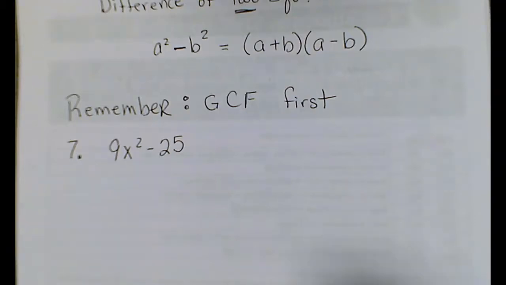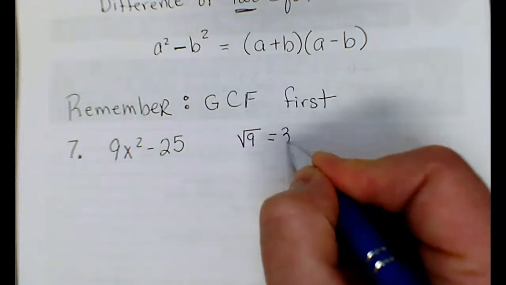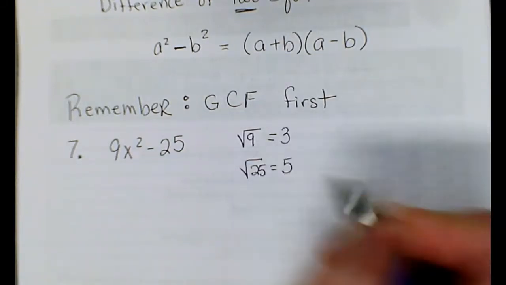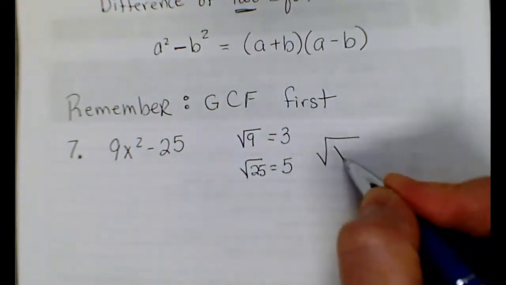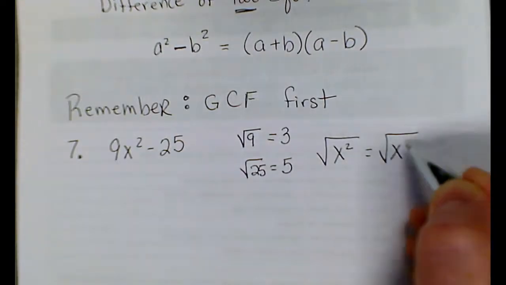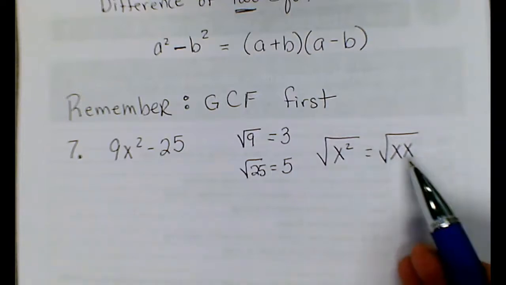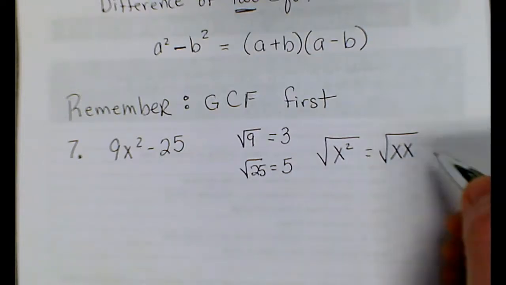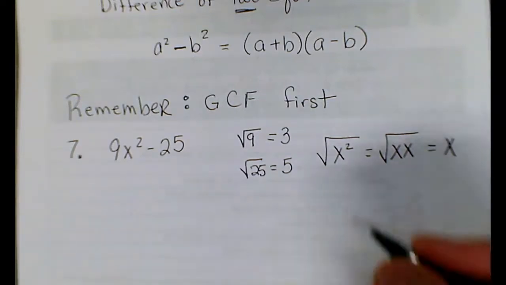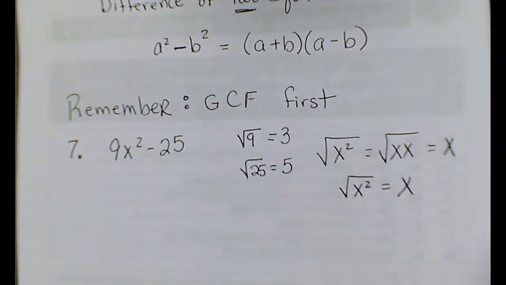They are perfect squares because the square root of 9 is 3. The square root of 25 is 5. What about this? Well, x squared means x got multiplied by itself. Did it get multiplied by itself? Isn't that what a square root does, is find the numbers that got multiplied by itself? And so the square root of x squared is just x.